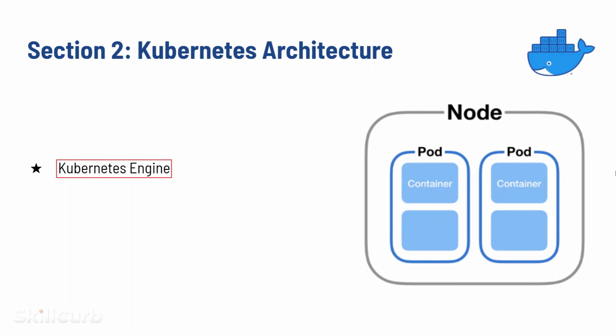Then, we learned about the Kubernetes architecture, specifically the Kubernetes Engine. The Kubernetes Engine is what runs under the hood. It consists of two parts, including a worker node and a master node/control plane.